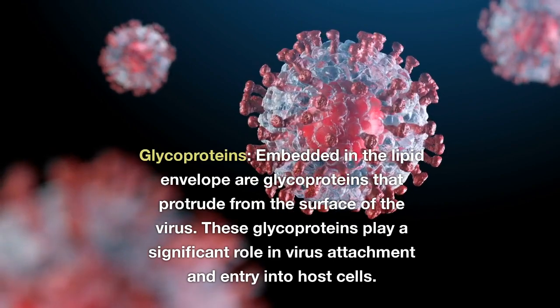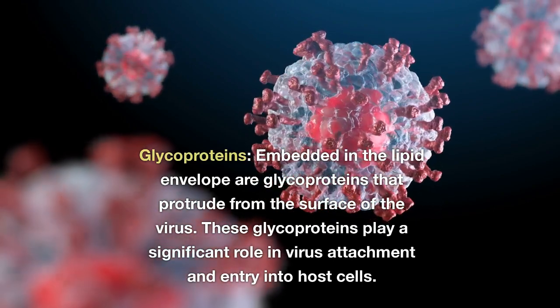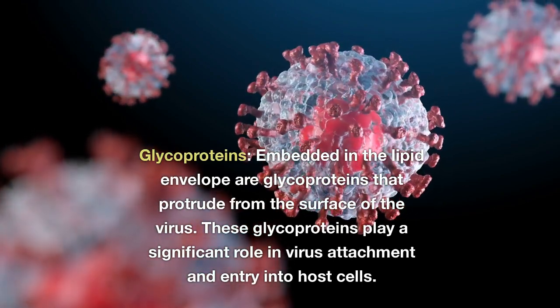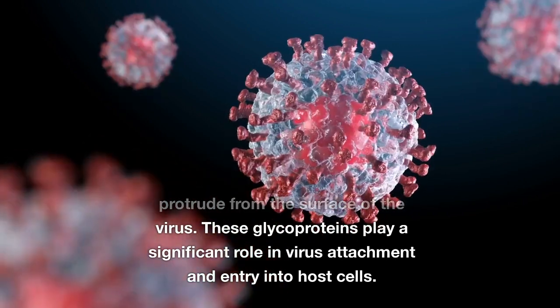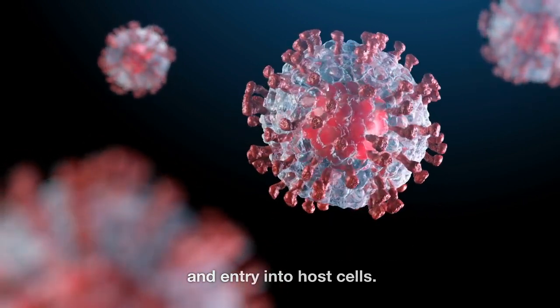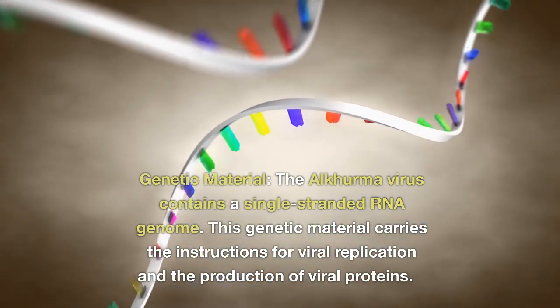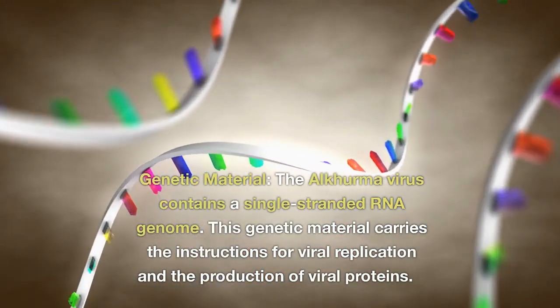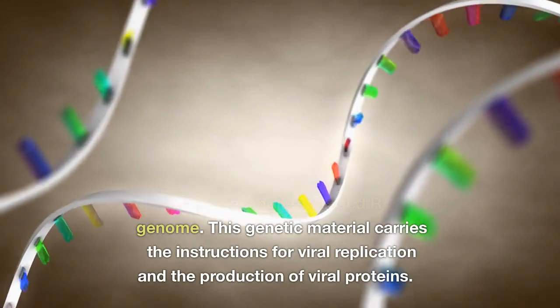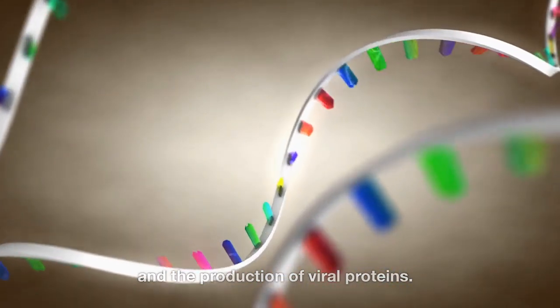Nucleocapsid. Inside the envelope, there is a nucleocapsid, which is composed of viral RNA, genetic material, wrapped around nucleoproteins. Glycoproteins. Embedded in the lipid envelope are glycoproteins that protrude from the surface of the virus. These glycoproteins play a significant role in virus attachment and entry into host cells. Genetic material. The Alkhurma virus contains a single-stranded RNA genome. This genetic material carries the instructions for viral replication and the production of viral proteins.